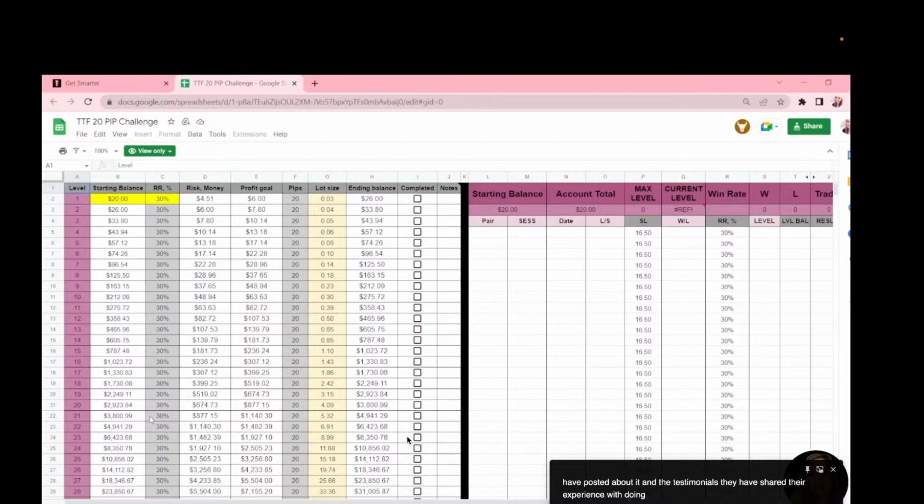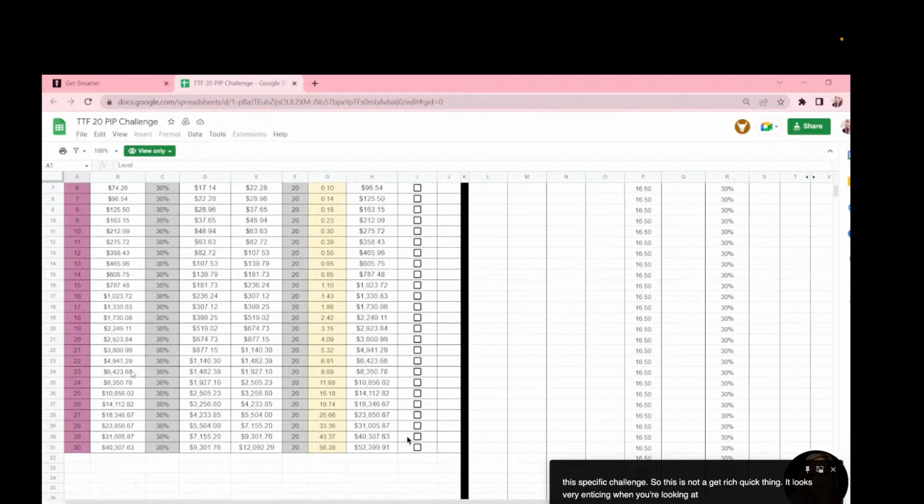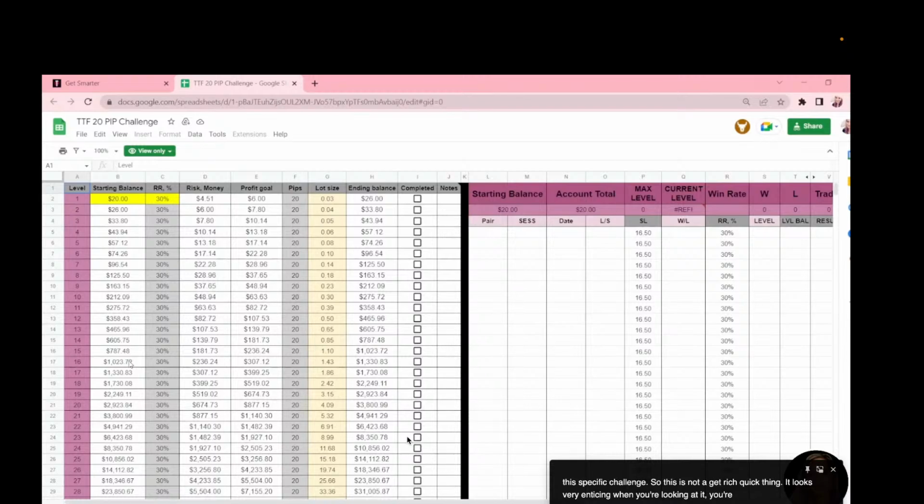On average, I will say that this challenge typically takes people about 6 to 9 months from what I've heard from the people who have actually done this specific challenge. So this is not a get rich quick thing. It looks very enticing when you're looking at it. You're thinking, oh, it's only 30 trades, how easy. But it's not that simple.